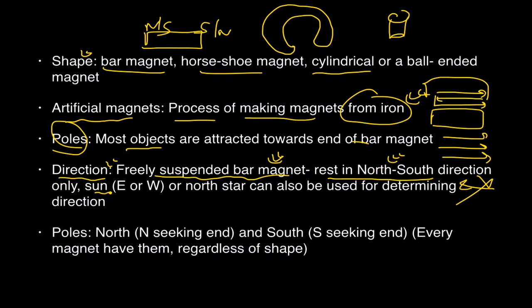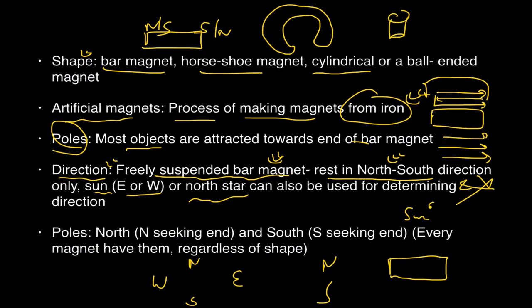You can also use the sun. The sun rises in the east and sets in the west, all of us know. So using the sun as a direction, you can know which is north and which is south. Obviously, using the north star also you can know which is north and which is south. Let's say a bar magnet is hanging like this, and it's 6 o'clock in the morning and the sun is here. So this direction is east and this direction is west. Obviously this direction is north and this is south. This is how you know which pole is which.